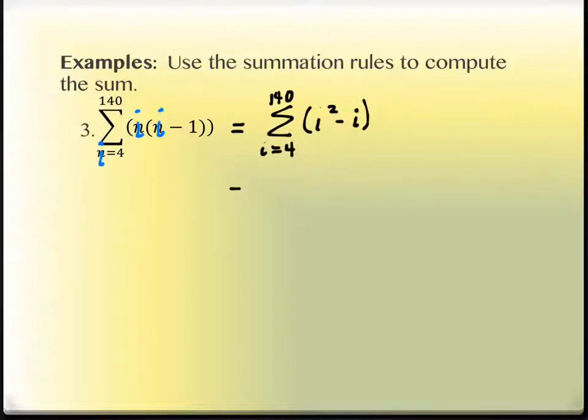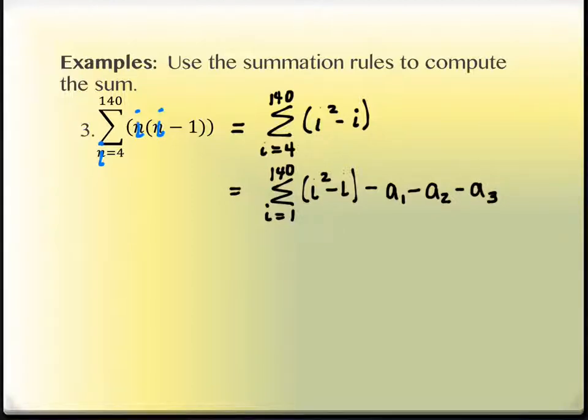Yep, right here at the bottom, I need that i equal 4 to say i equal 1. But I can't just go changing things because that changes what's in my function. So I need to take off something when I do that. What will I have to take off? A1, A2, and A3 on this one. All right, what are we going to do with the first pieces then? How am I going to change the summation from i equal 1 to 140 of i squared minus i?